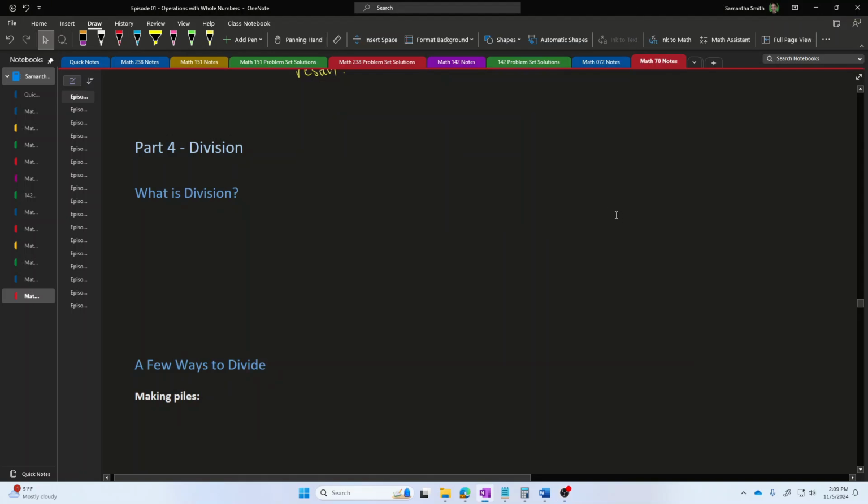In this video, we will be talking about the operation which is called division. Division is the action of taking a pile and splitting up that pile into equally sized smaller groups.